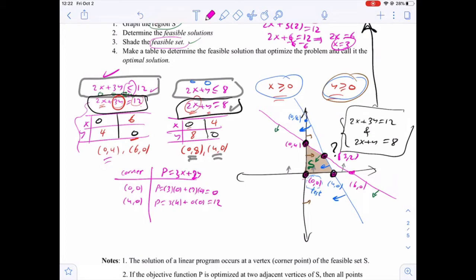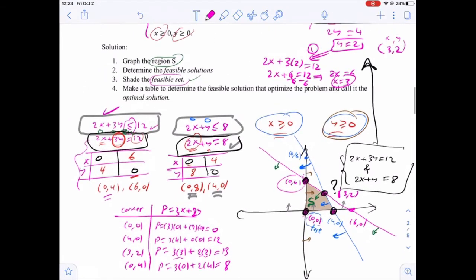Now the third one is 3, 2, the point that we just calculated. So P is 3 times 3 plus 2 times 2. 3 times 3 is 9. 2 times 2 is 4. 9 plus 4 is 13. Now the last point is 0, 4. So we plug in x equals 0 and y equals 4, and that gives us 8.